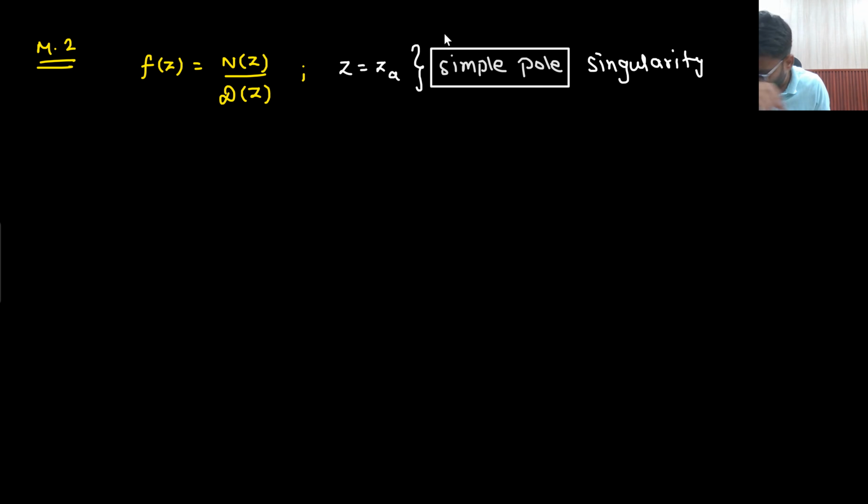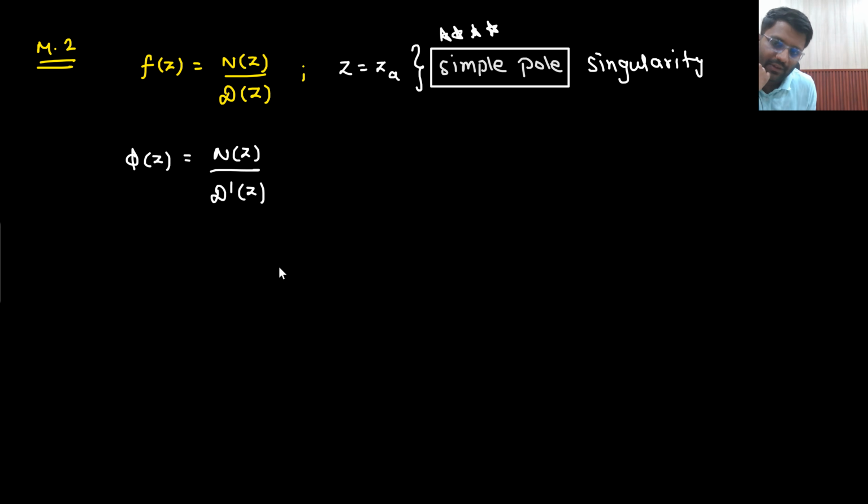Highlight it. If you are making your own notes, then please highlight it. It will work only for simple pole singularity. Not for multiple pole. Only for single pole. Understandable? So what you will do is that you will make a new function phi z where numerator is as it is and differentiate the denominator.